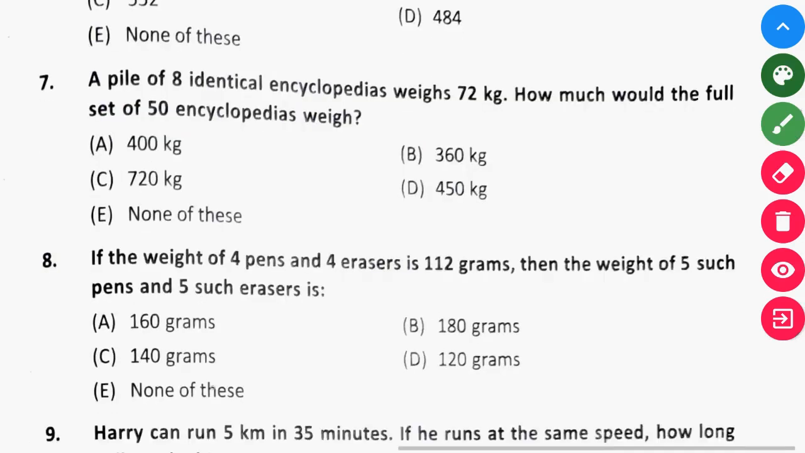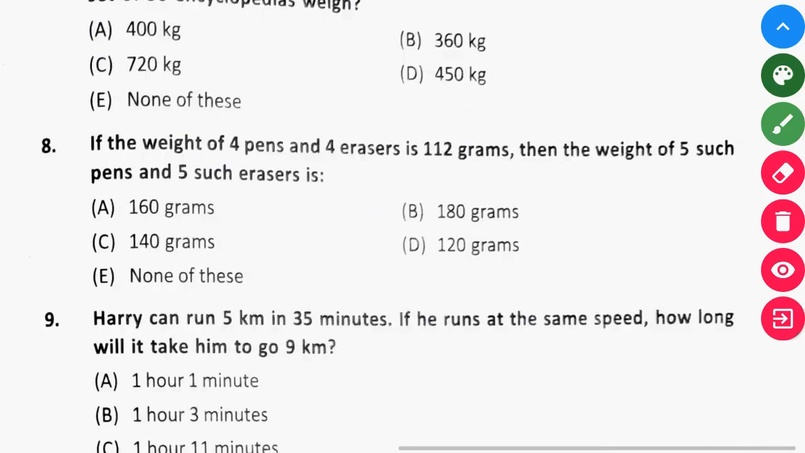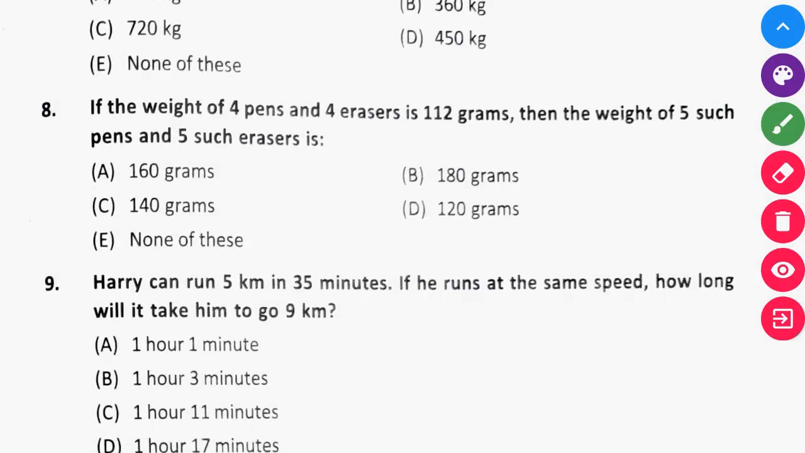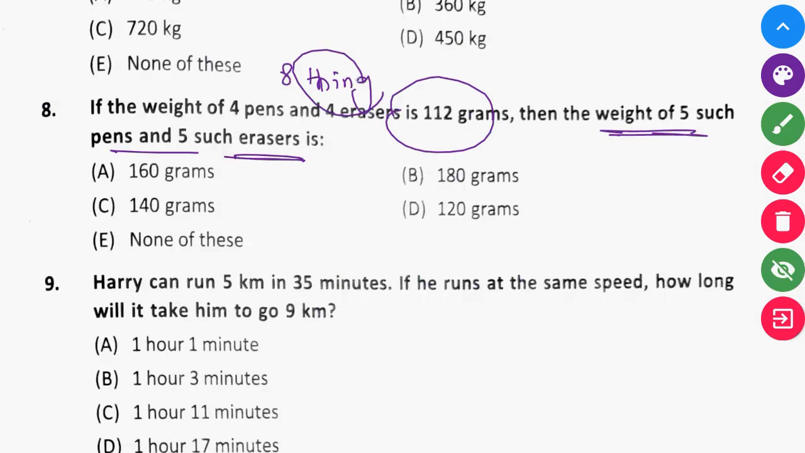The next question is, if the weight of 4 pens and 4 erasers is 112 grams, then what is the weight of 5 such pens and 5 such erasers? Again here, don't get confused. Last time also we had seen this kind of example in the solved examples. It is the weight together of 8 things. That is 112 grams.